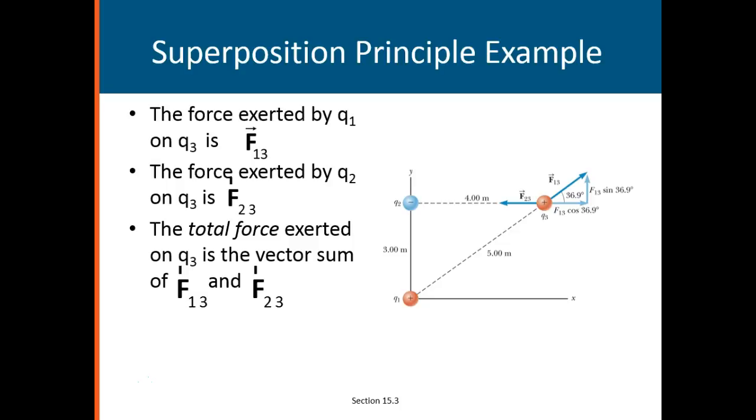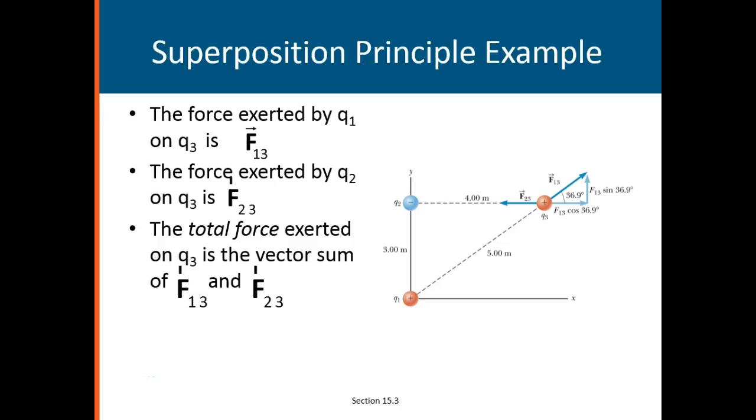Consider three point charges at the corners of a triangle as shown in this figure. The figure number may be off, it doesn't even have a figure number. Q1, the one at the bottom, is 6.00 times 10 to the minus 9 coulombs, positive. Q2, the one just above it, is negative, 2.00 times 10 to the minus 9 coulombs. And Q3, the one over there to the right, is positive again, 5.00 times 10 to the minus 9 coulombs.